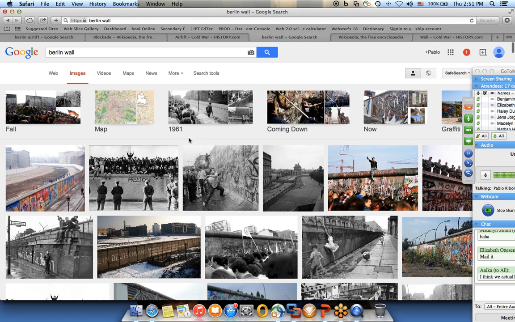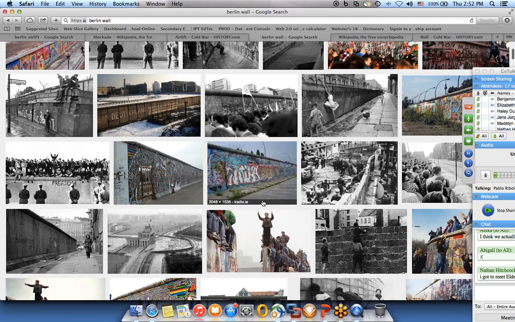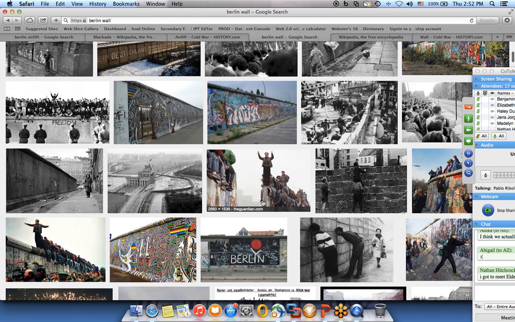Eventually, the Soviets decided to build a wall around Berlin. This wall was basically meant to not let the people of East Berlin, of the Soviet part of Berlin, actually leave, to get out and cross to the other side. Okay, so these are some of the images of the Berlin Wall.